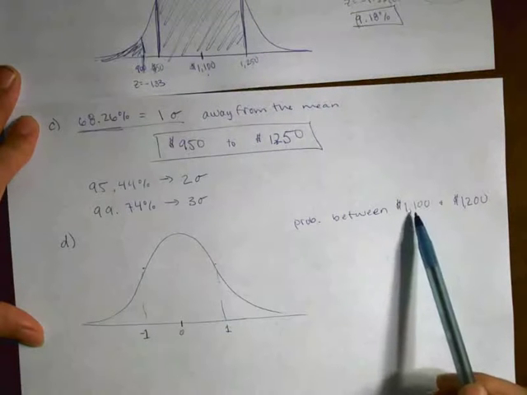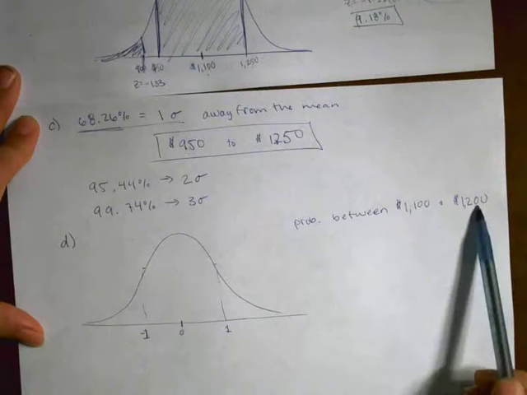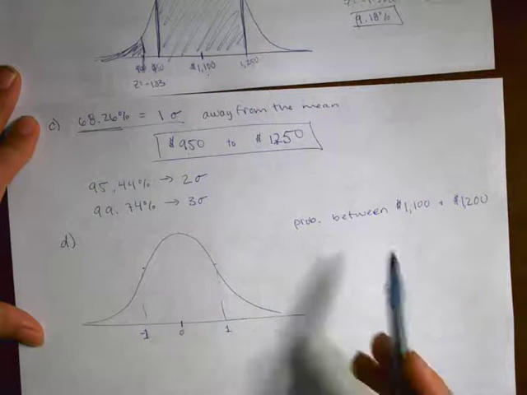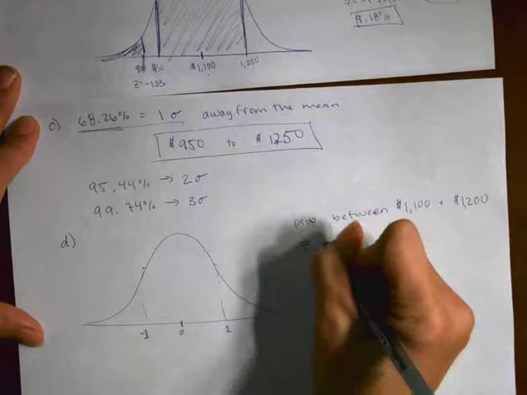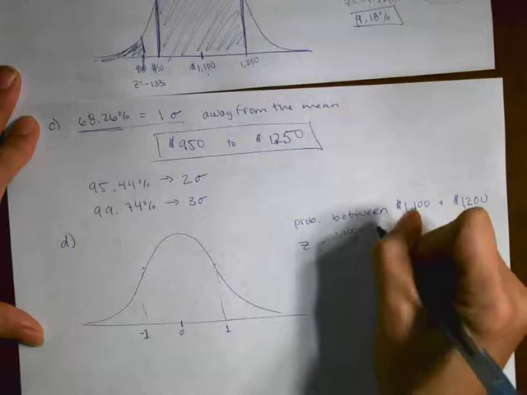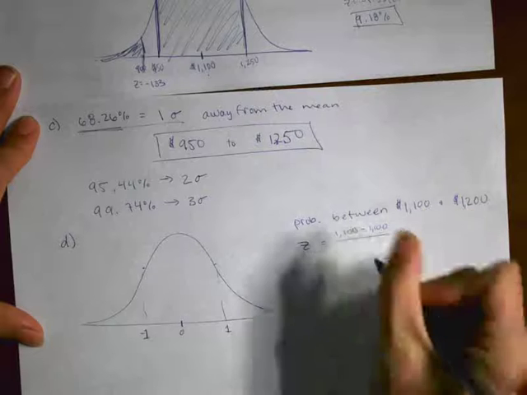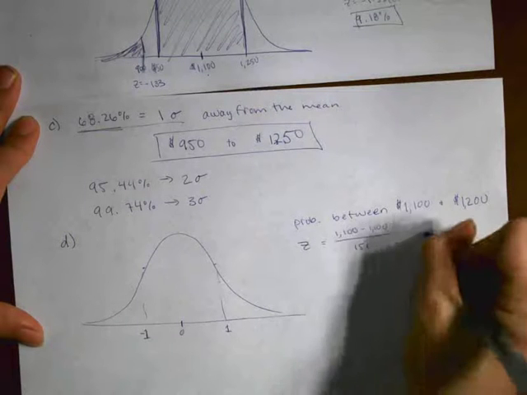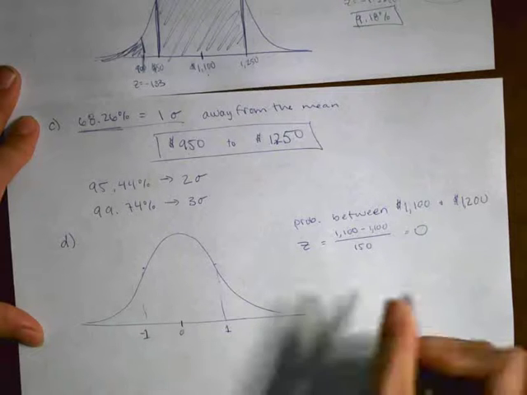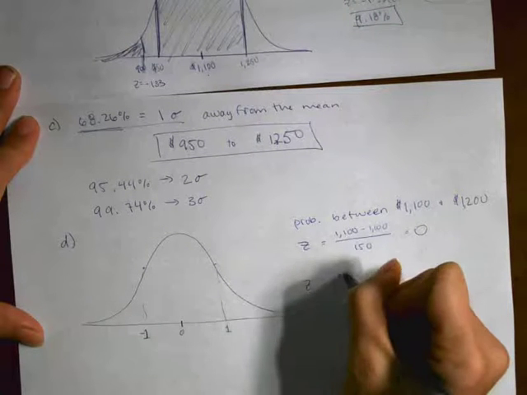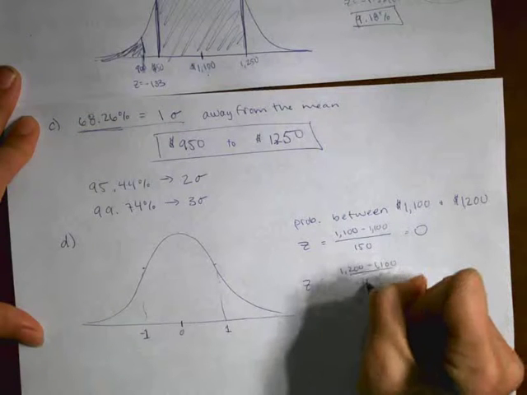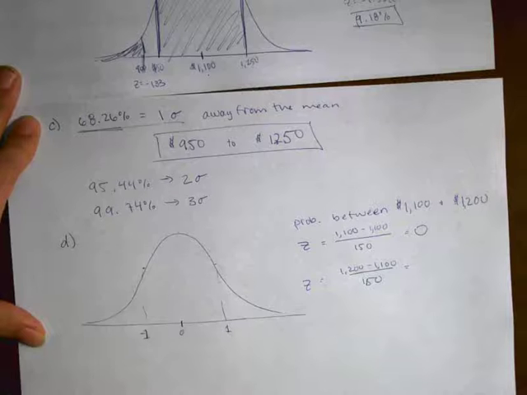In order to use the z-table to look this up, we need to figure out the z-score of 1,100 and the z-score of 1,200, and find the area between those two numbers. The z-score of 1,100 is 1,100 minus the mean, which is also 1,100, divided by the standard deviation, and that's 0. The z-score of the mean is 0. The z-score of 1,200 is going to be 1,200 minus 1,100 divided by 150.